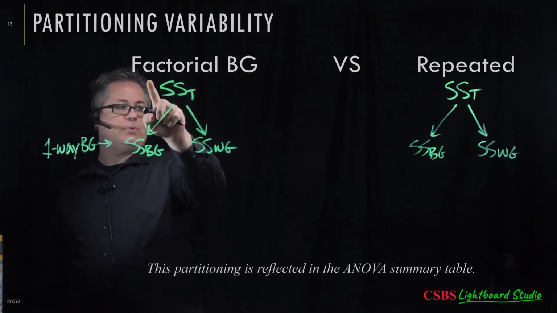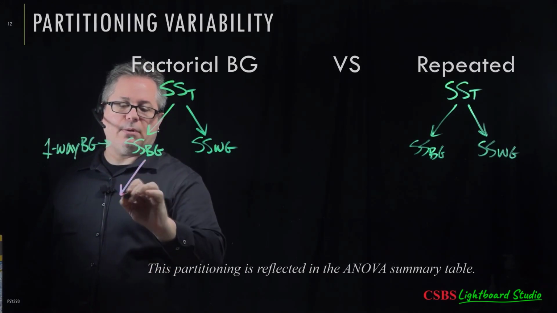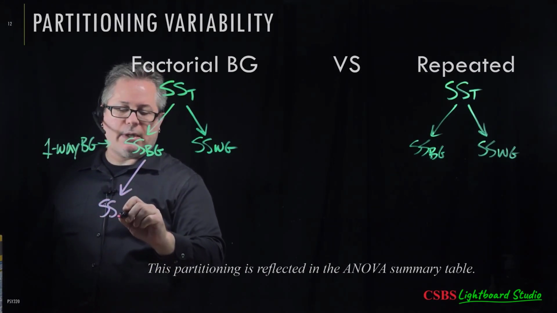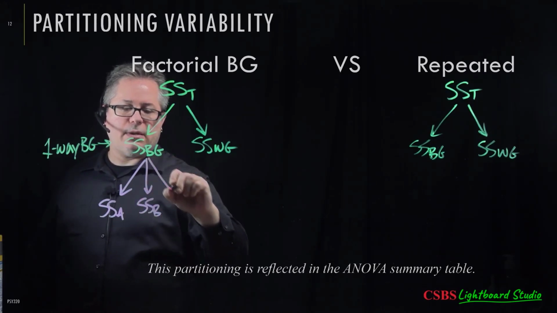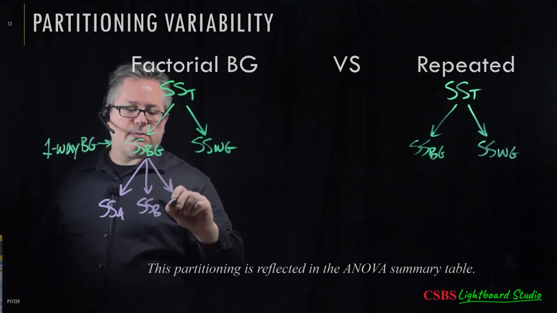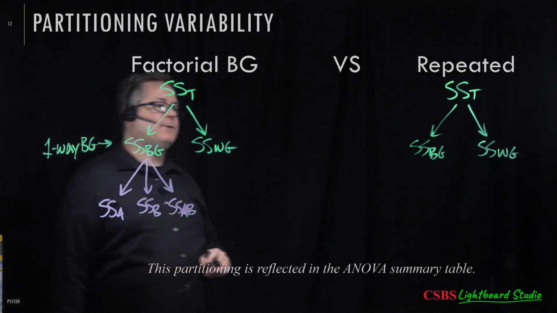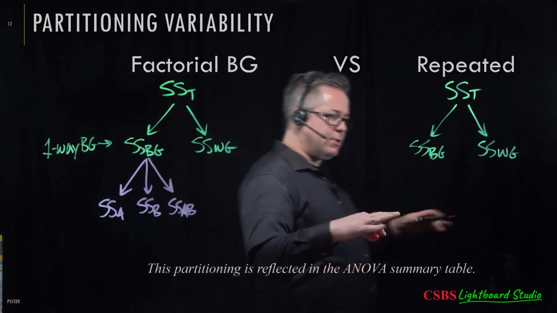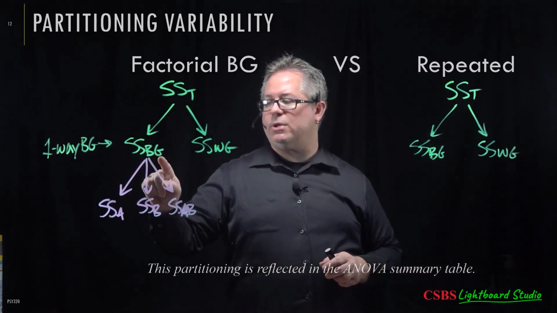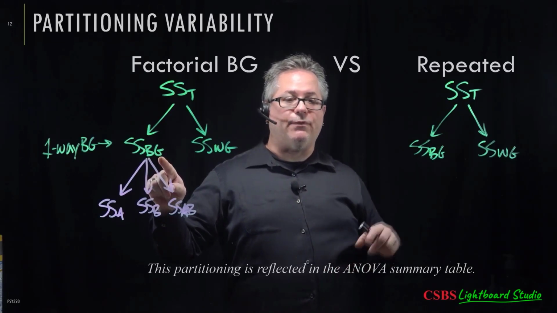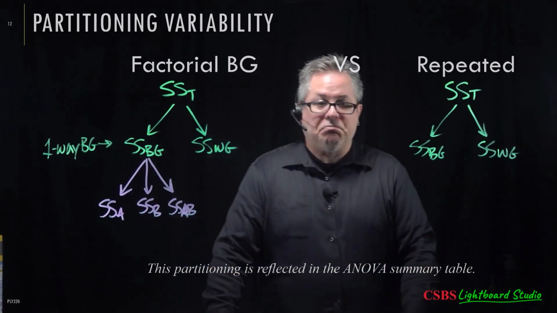for factorial between groups, we took and separated this out into the sum of squares for A, the sum of squares for B, and the sum of squares for the interaction between A and B. Right? So we took our between groups and separated it into multiple components of variance. In a one-way, we assume there's just one way that groups differ. So we just call that sum of squares between groups. That's it.